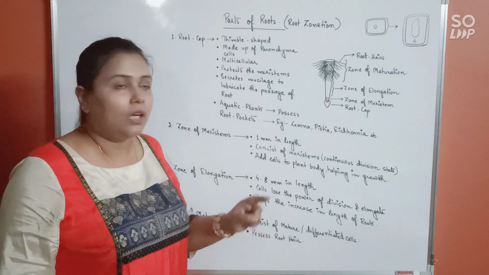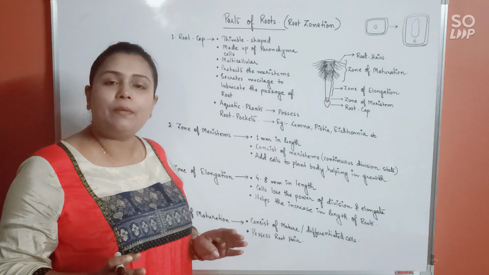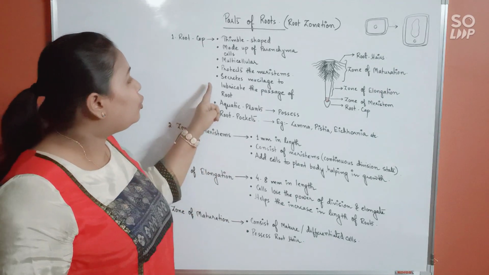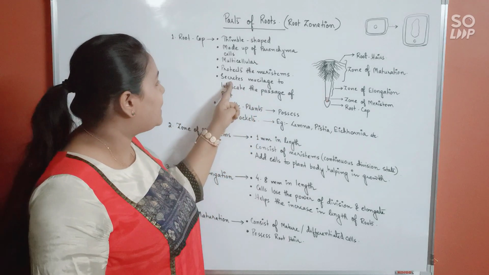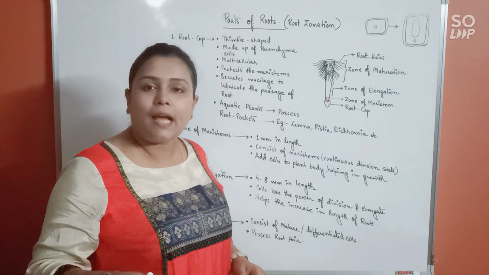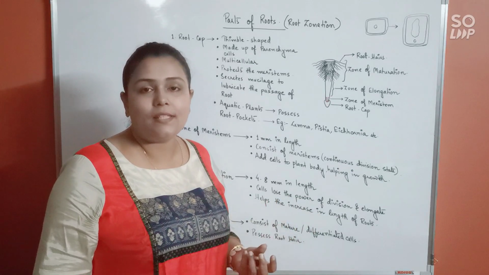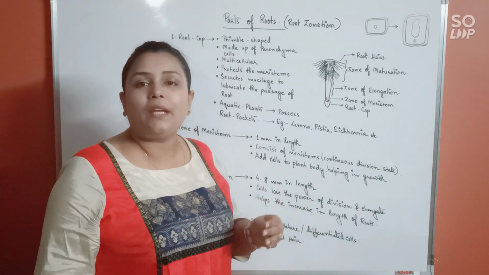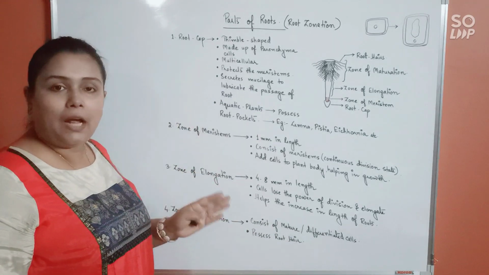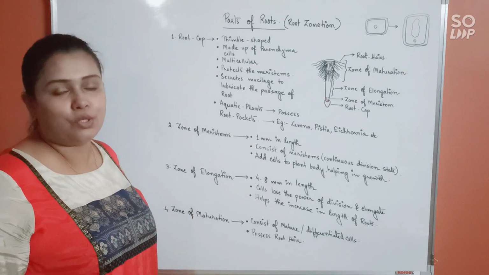Another important function, the secondary function of the root cap, is of course protecting the meristem. The root cap also, from time to time, secretes mucilage that will lubricate its passage inside the soil. So it keeps secreting certain mucilaginous substances that allow the root to penetrate smoothly inside the soil.